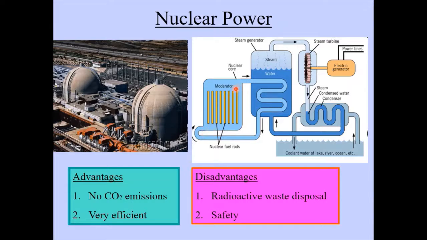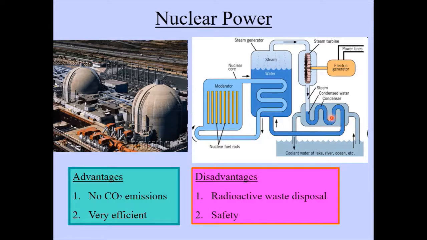The main idea here is we just want to generate heat to boil the water in the steam generator and create steam. That steam then drives a turbine, a steam turbine, which is connected to an electric generator, and this generates electricity. The steam then is cooled and condenses and goes back into the steam generator here. And this is done using other water, cooling water, to cool down the steam.